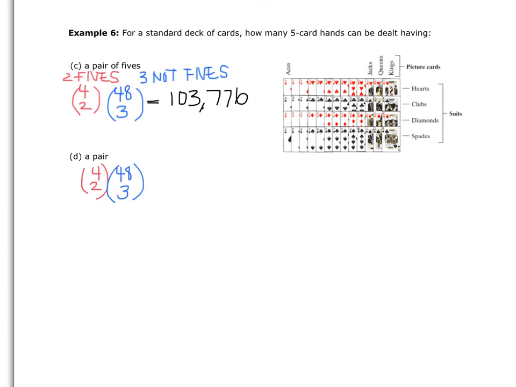Is it a pair of aces? Is it a pair of 2s? Is it a pair of 3s? Is it a pair of 4s, 5s, 6s? We have all these options, and we have 13 options. So what we need to do is multiply that by 13. And in that case, we'll get 1,349,088.